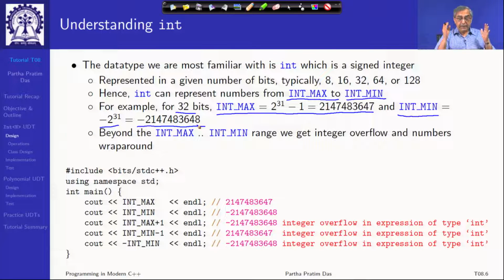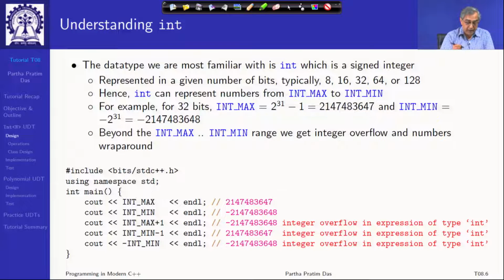Beyond this int max, int min range, we get integer overflow and numbers wrap around. What does that mean? If you write a very simple program to analyze this, you will see that you can print int max and int min, which on a 32 bit system I am showing here. It gives you the above values, but if you try to print int max plus 1, if you want to have one number more than that, then it actually wraps around the maximum and comes to the minimum.